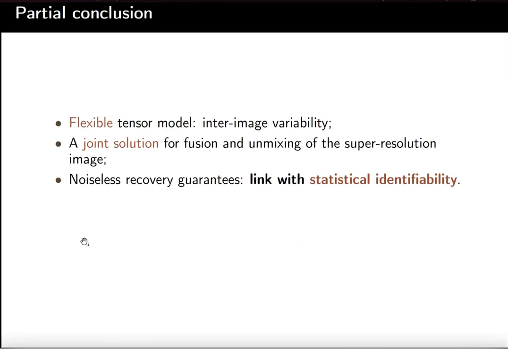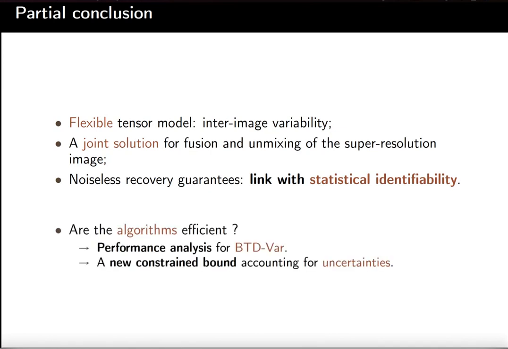So in a nutshell, I use a flexible tensor model that accounts for inter-image variability to propose a joint solution for fusion and unmixing of the super-resolution image. I introduced two algorithms with recovery guarantees that allow us to solve both parts of the problem. And although these conditions are noiseless, they actually provide a link with the statistical identifiability of the model.